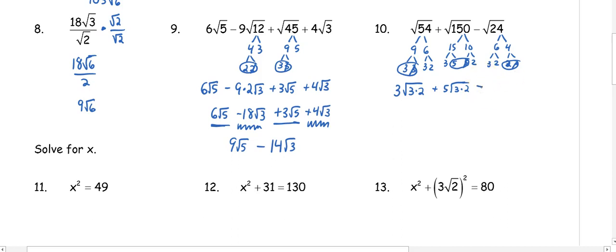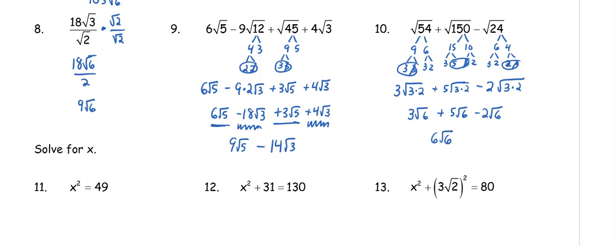That's going to go out front. So we have negative 2 root 3 times 2. So when I multiply, I get 3 root 6 plus 5 root 6 minus 2 root 6. Now they're all root 6s, so we can combine them together. 3 plus 5 is 8, minus 2 will get us 6 root 6.